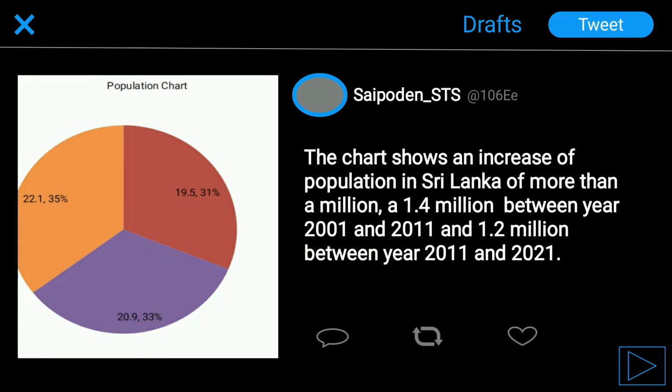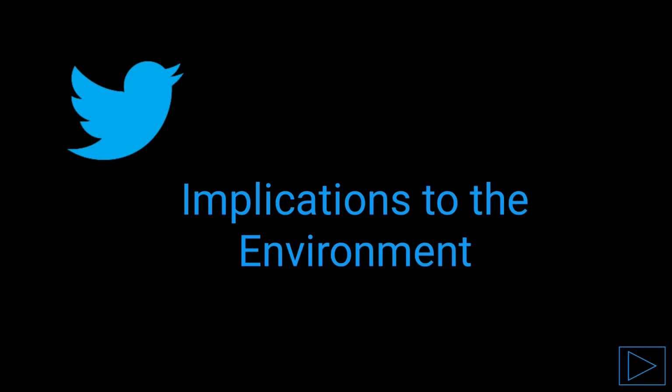Population chart. The chart shows an increase of population in Sri Lanka of more than a million, 1.4 million between 2001 and 2011, and 1.2 million between 2011 and 2021. Implication to the environment.